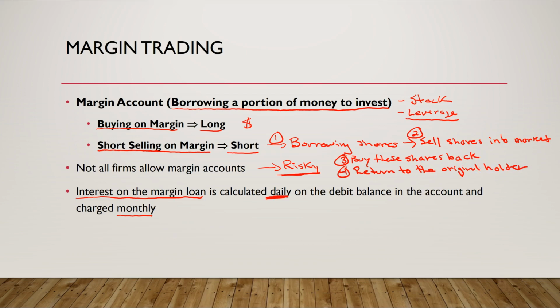Okay, so there's 4 steps here. Now, obviously, if we walk through these 4 steps, if I borrow these shares and these shares were worth $50 here, I sell these shares immediately back into the market, let's say at that $50. Okay, at some point in time, I'm going to have to return these shares to the original holder.